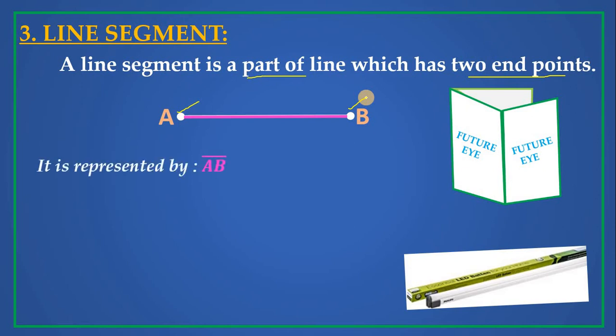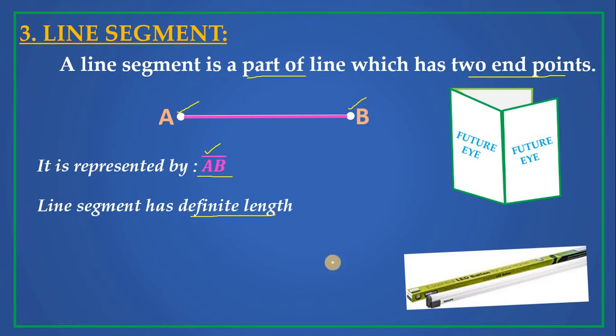So here it is represented by AB. You have to write the name of the line segment, and just over the AB you have to show the line segment symbol like this. Another very important thing is that a line segment has a definite length. You can guess why it has a definite length: because it has endpoints. The starting point is there, the end point is there, hence you can easily measure the length of the line segment.